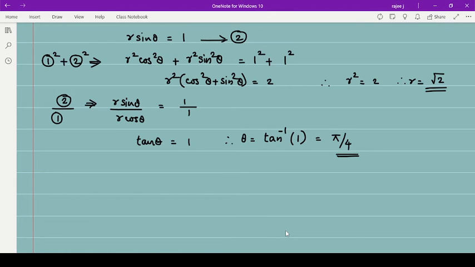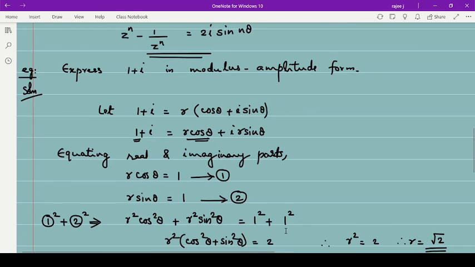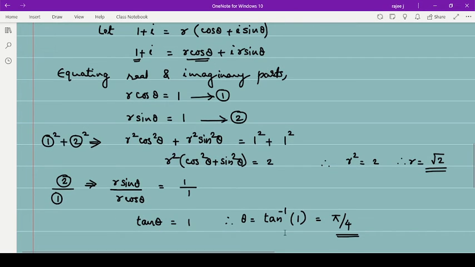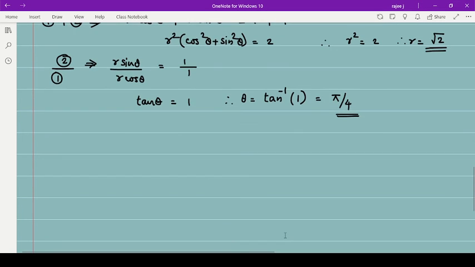And here there are some conditions to decide this theta, but I am not going deep into that now. Here both are positive, so the value of theta will come in the first quadrant. So we have pi by 4. Therefore 1 plus i is equal to r, which is root 2, into cos pi by 4 plus i sin pi by 4. This is the modulus amplitude form.